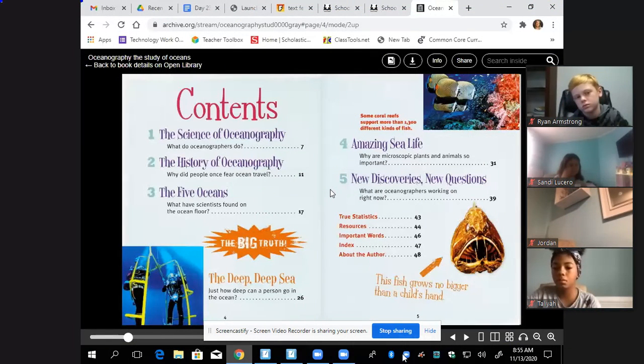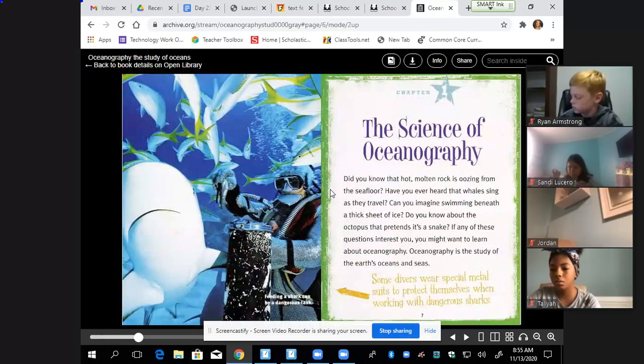Right away, take a look at this next page. What do you see? Any nonfiction text features? My friends at home, I want you to take yourself off mute. What is the first thing you see on the left side? My friends in here, what do you see? A photograph. A photograph. My friends, good. All of you said photograph.